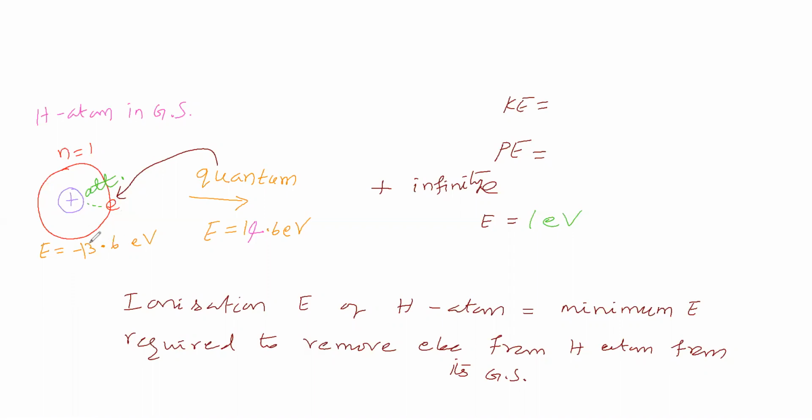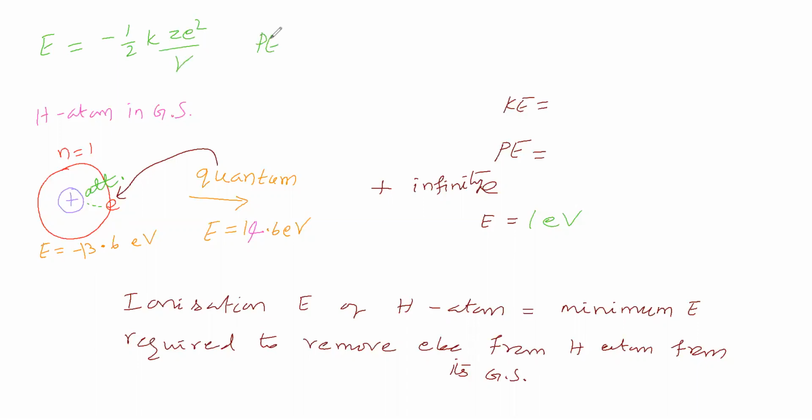Sorry, what is the potential energy of this electron? What is the kinetic energy of this electron? That also we'll see. So now, the energy of the electron is equal to minus 1 by 2 k z e square by r.